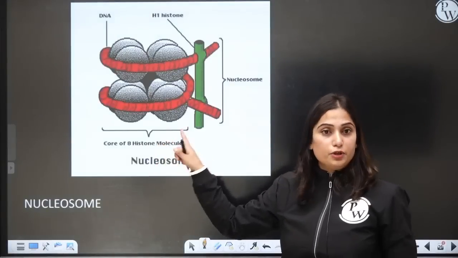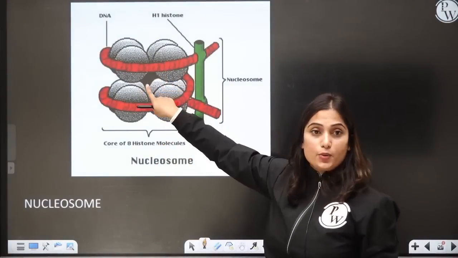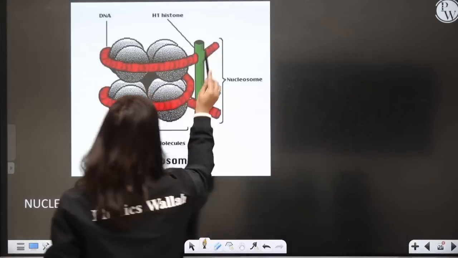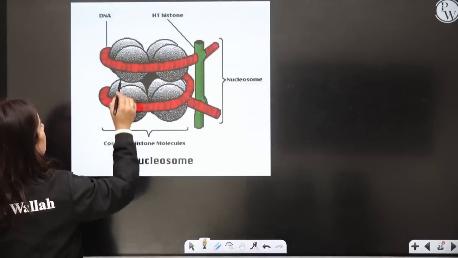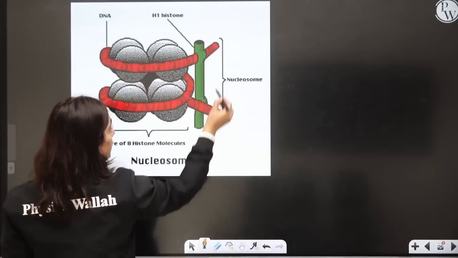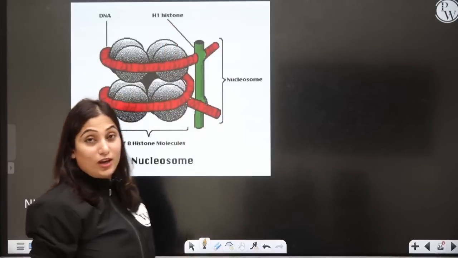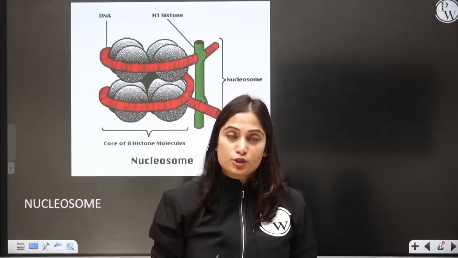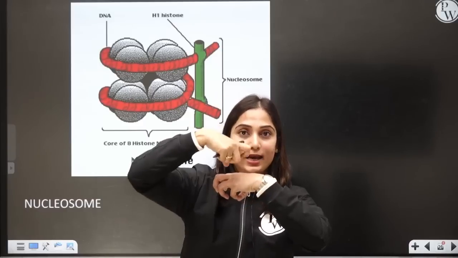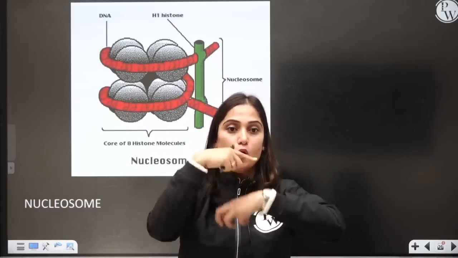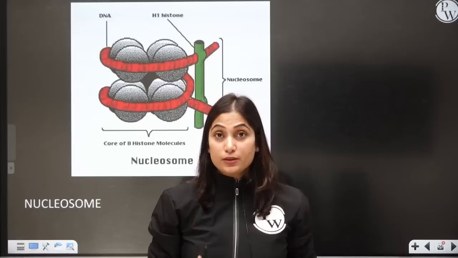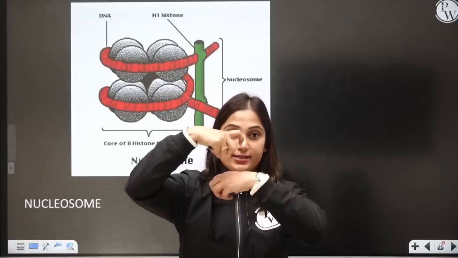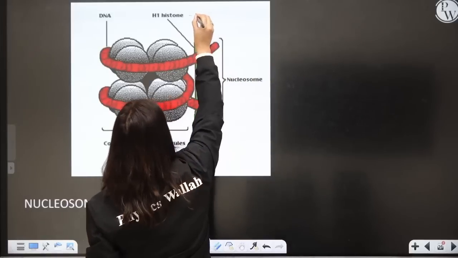This is the diagram of a nucleosome. At the center, you can see 8 balls, that is histone octamer, over which you can see the DNA wrapped. This is the core DNA, this is the linker DNA, and this is the H1 histone. H1 histone does not participate in the formation of histone octamer, but it acts like a clamp which holds the DNA on this ball. Okay, so remember this point. H1 histone does not participate in the formation of octamer, but acts as a clamp.